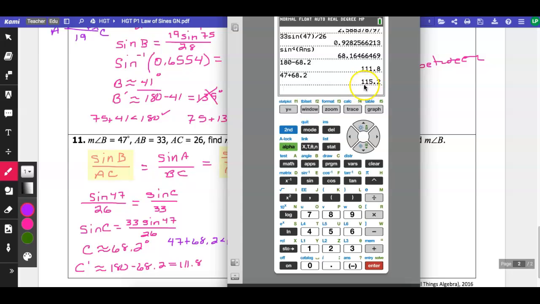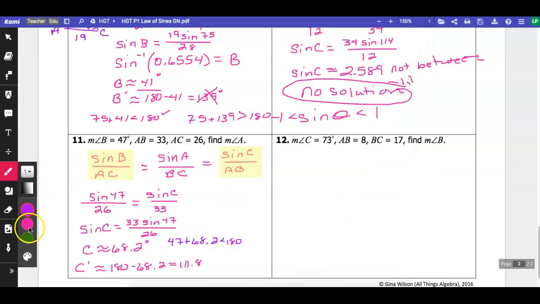Now, if that's true, then we're going to take 180, subtract 115.2, and that's going to give us the measure of angle A. So in other words, we don't have to go back and use the law of sines and the law of cosines again. We found angle C, so now we can use this to find angle A. So 180 minus the 115.2, 68.4 would be the measure of angle A. Sorry, 64.8.